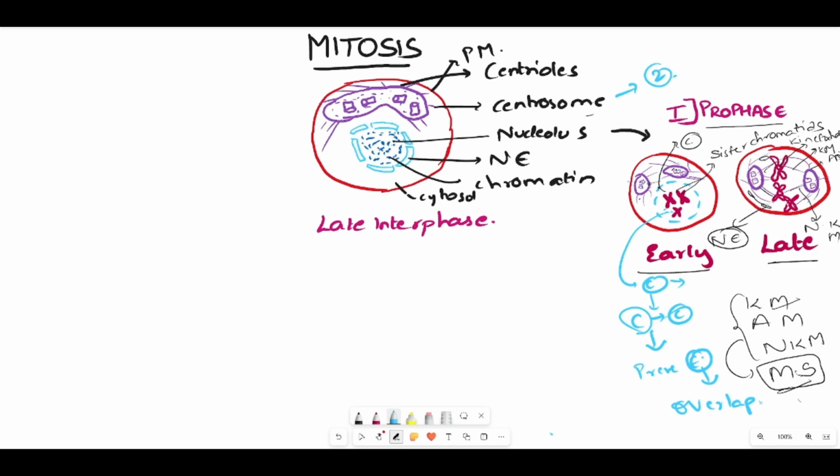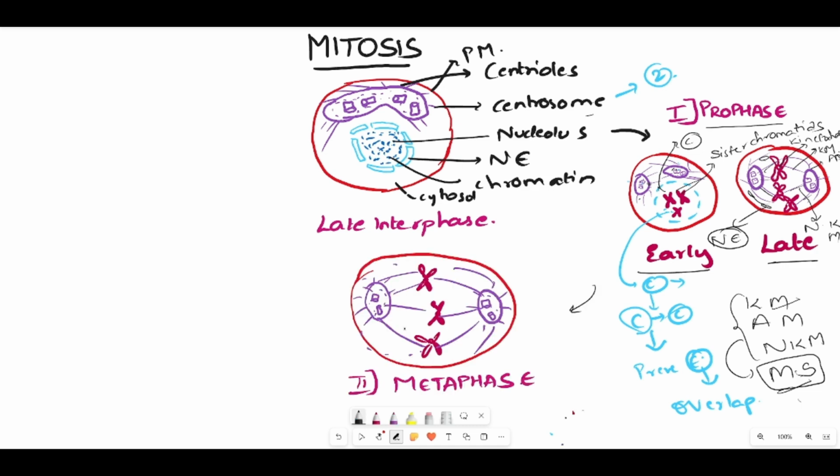Let's get into the next phase. Now the second stage is the metaphase. So what happens in the metaphase stage? As you can see in this figure, there is no nuclear membrane. The nuclear membrane is absent, which means it disappears in the metaphase stage. Also here we can see that the chromosomes arrange themselves at the center of the cell and are attached to the spindles.